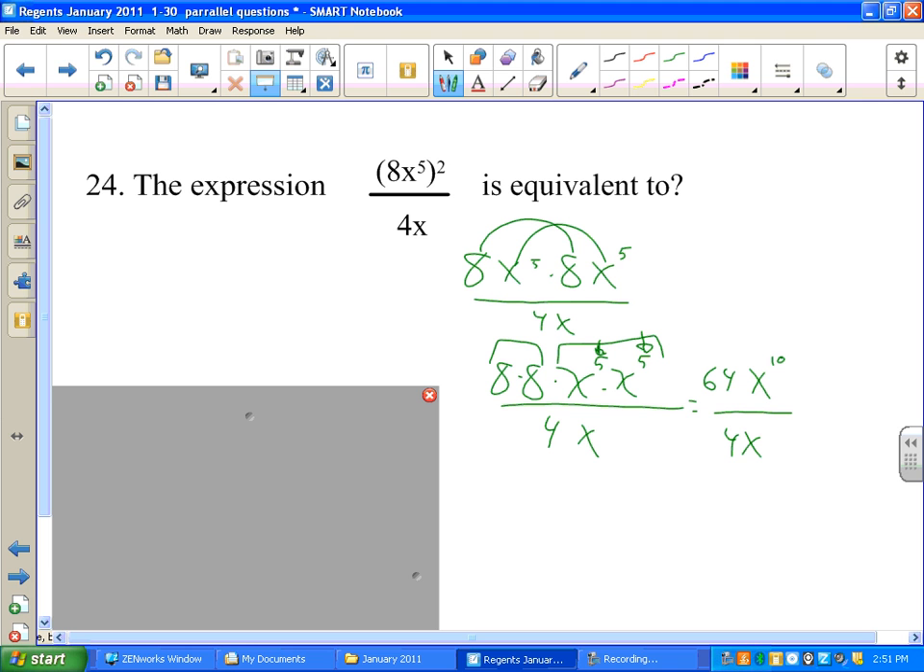All over 4x. That's not one of the answers. I think I might have to simplify it then. Can we simplify 64 over 4? Yes, we can. It goes down to 32 over 2. Can we simplify that? Yes, it's 16 over 1. Now what about x to the 10th divided by x? That's x to the 9th. Notice that we only have a 1 on the denominator, so it's 16 x to the 9th.